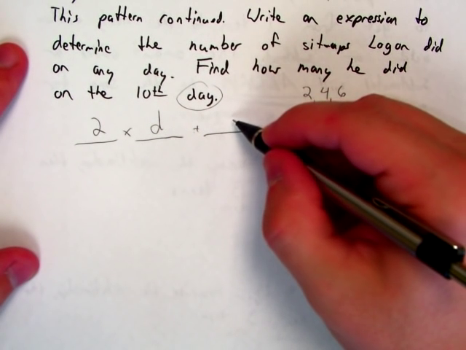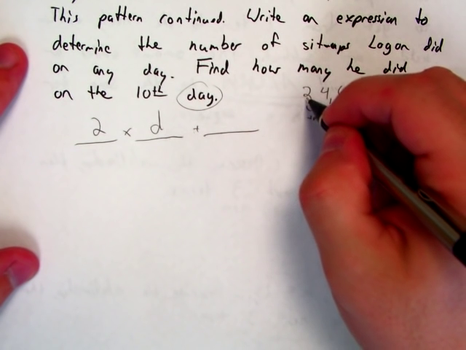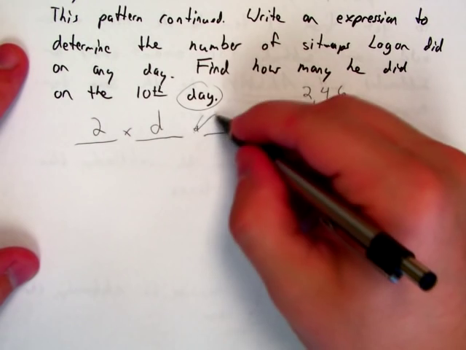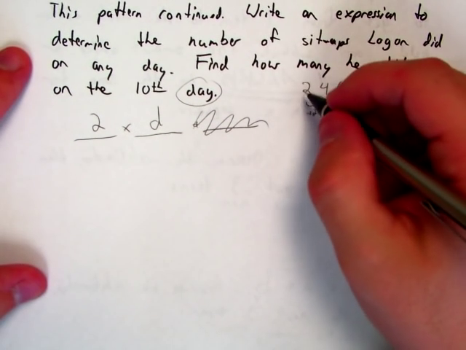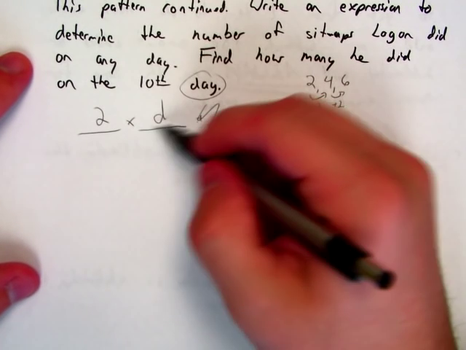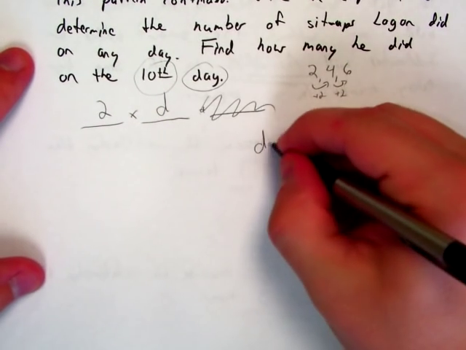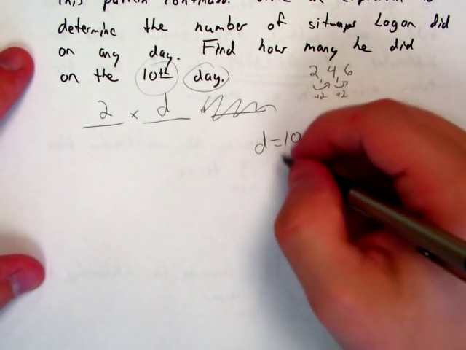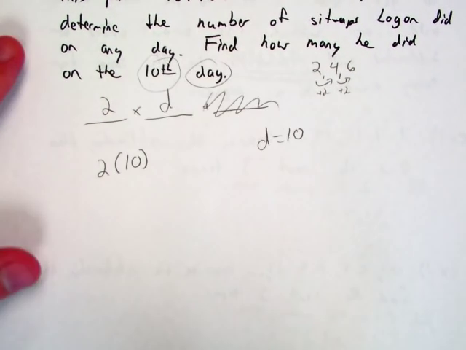And then right here, this is our first term, so we're going to look at adding, excuse me, we don't have to do this. Don't do that. Okay, now we're going to look for the 10th day, so we're going to say that D is equal to 10. So we're going to use 10 in place of D.